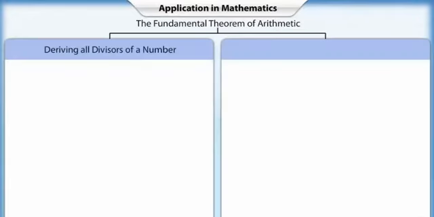Let us learn how the fundamental theorem of arithmetic has proved extremely useful in mathematics. Due to the uniqueness of the prime factorization of a number, one can derive all divisors of a number. Also, once the prime factorizations of 2 numbers are known, their HCF and LCM can be found quickly and easily. Let us understand these through some examples.